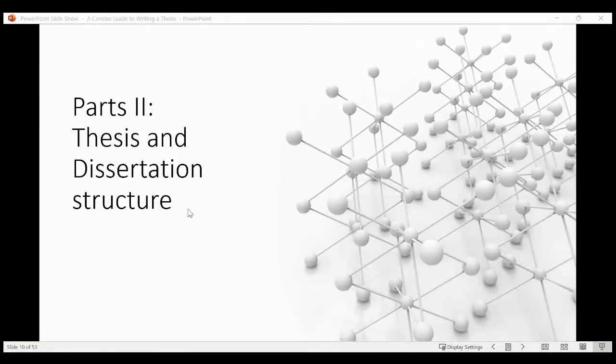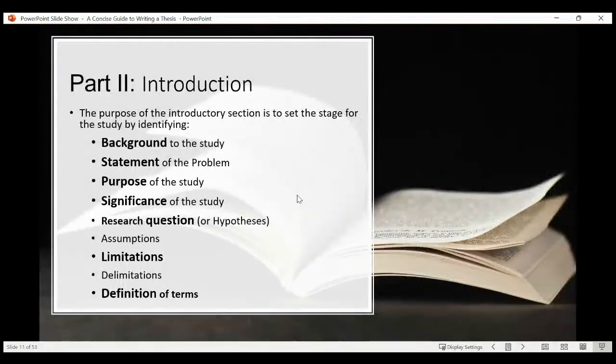So, 5 chapters. Some universities ask for 6 chapters, and other universities ask for 4 chapters. So let's now see chapter number 1, which is the introduction. In the introduction, you need to talk about these sections, these points: the background of the study, the statement of the problem, purpose of the study, significance of the study, research questions, assumptions.